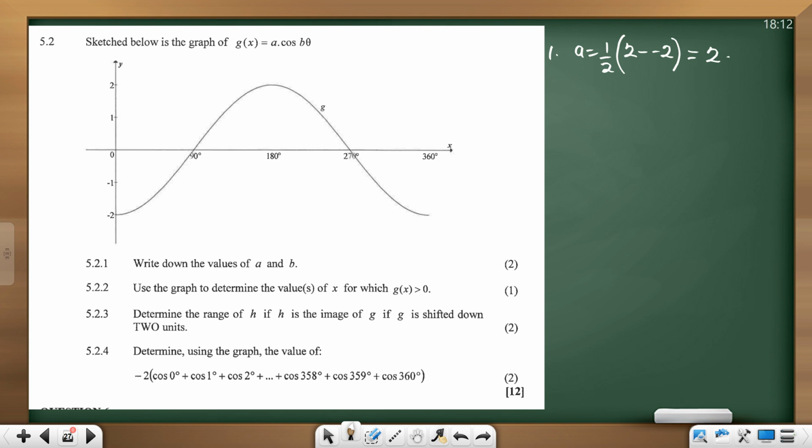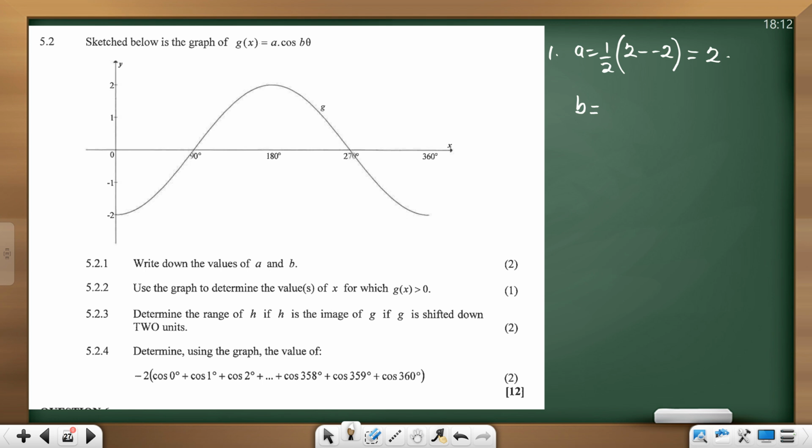But B. What is the value of B? B tells you the period. You see, they used B, but I used K, so it could be different. B and K. Now, what's going to be B? The value of B? 360? No.